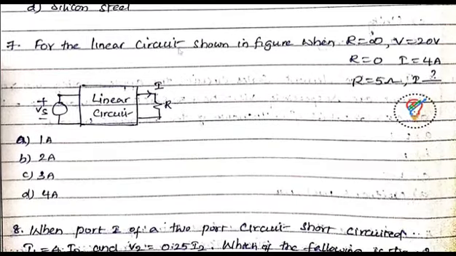For the linear circuit shown in the figure, when R is equal to infinity, V is equal to 20 volts. When R is equal to 0, I is equal to 4 amps. When R is equal to 5, I is equal to dash. I'll give a question mark for you. Try to solve it and tell me the answer in the comment box. I will tell you the answer later.